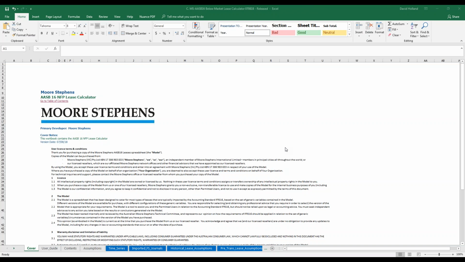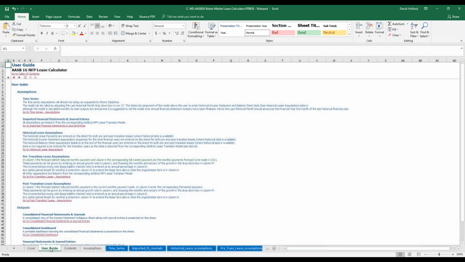Welcome everyone to a demonstration of the below market lease calculator. This will be used by not-for-profits who have below market or, for instance, peppercorn leases. They will also need to use the at market lease calculator for any leases that are at commercial terms. So as always, you should start by reading the user guide and listening to this video.